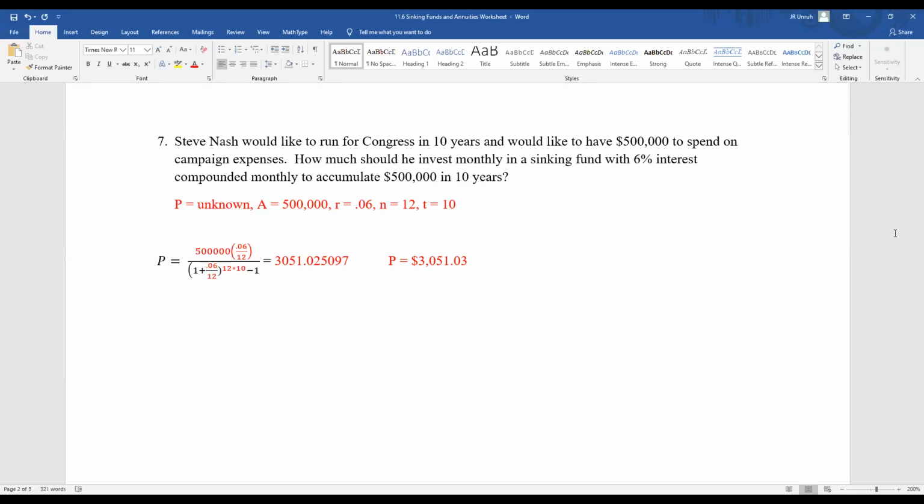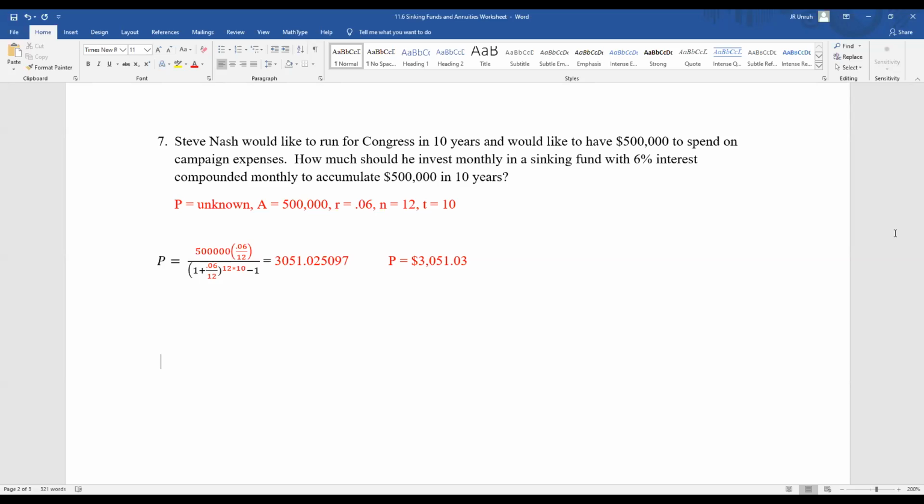So Steve Nash, in order to have $500,000 in 10 years, he would need to put $3,051.03 into a fund that's paying 6%. Do that monthly for the next 10 years, and it'll be worth $500,000.